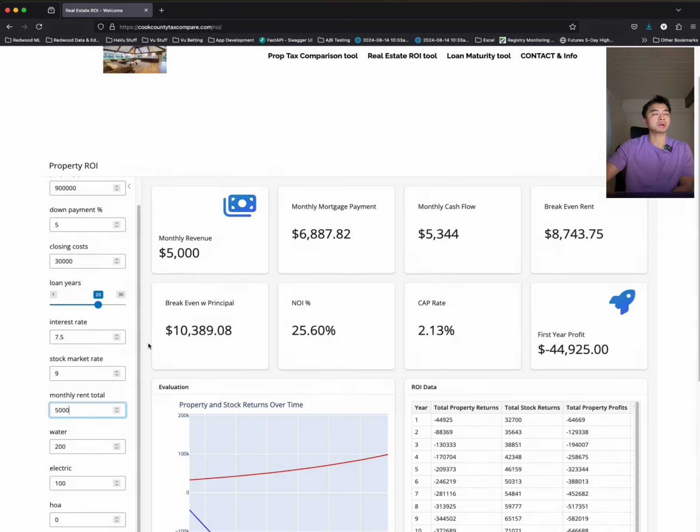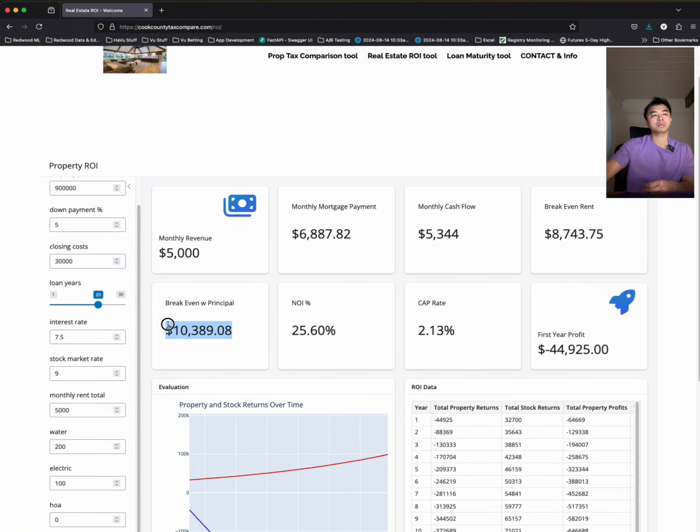Let's see what happens. Is this property worth it at these numbers? So like I said, your monthly revenue is only $5,000. This is how much you're collecting in rent. But hold up, your monthly mortgage payment is almost $6,900. So there already, it doesn't make any sense unless you're just buying it for building equity, because your mortgage payment is already higher than your revenue. Your break-even rent that you're going to need is $8,700, and this doesn't include the principal you're going to pay.